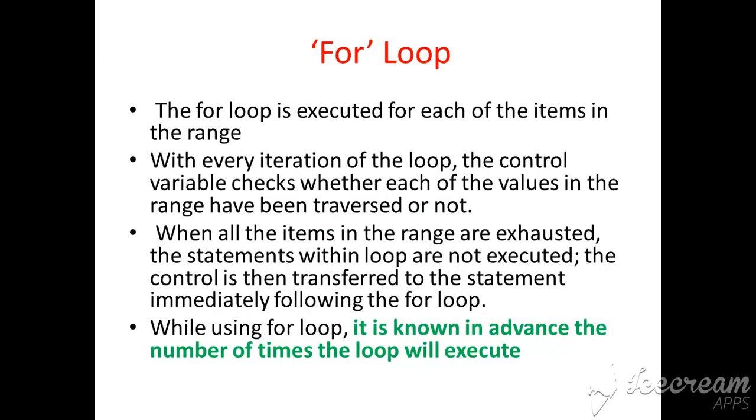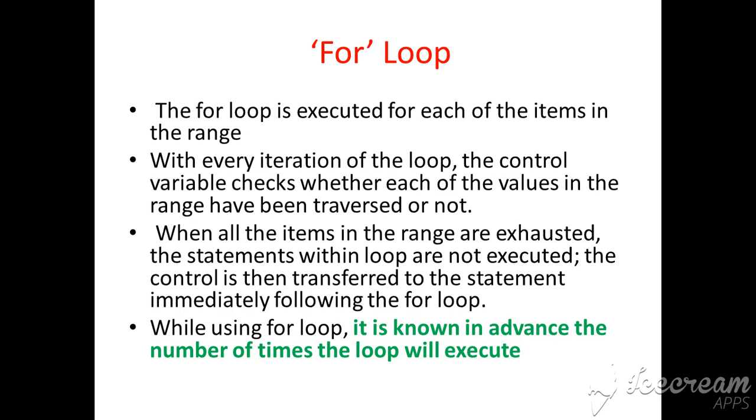While using the for loop, it is known in advance the number of times the loop will execute. So this is the main difference between for loop and while loop. In using the for loop, we already know how many times the loop will be executed. But in the while loop, we don't know how many times it is executed. So it is based on the condition.